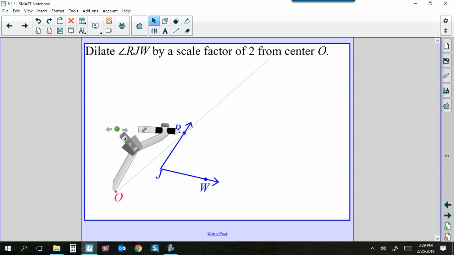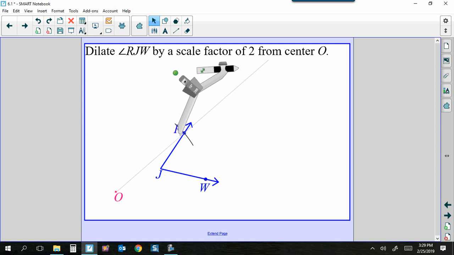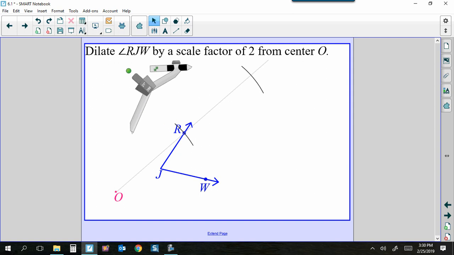So all the way, so you make your mark, and then you have to make sure you move your compass right to the mark that you had previous. And then mark again. All right, so I'm not going to try. I think that they should be able to move J and W the same way. So pause and do.